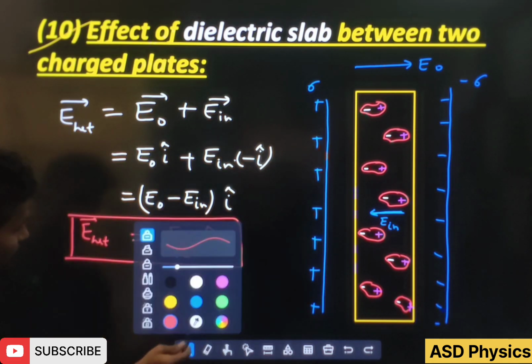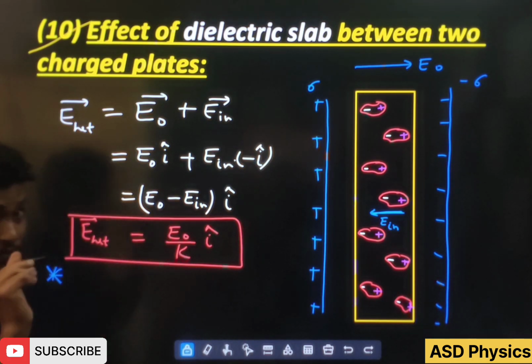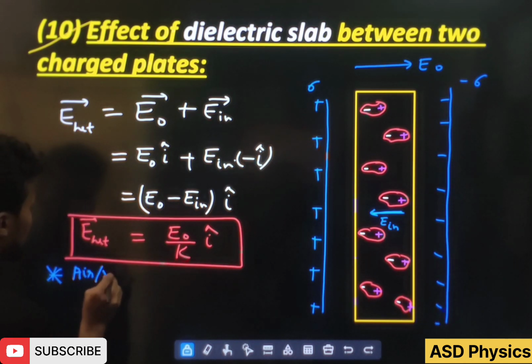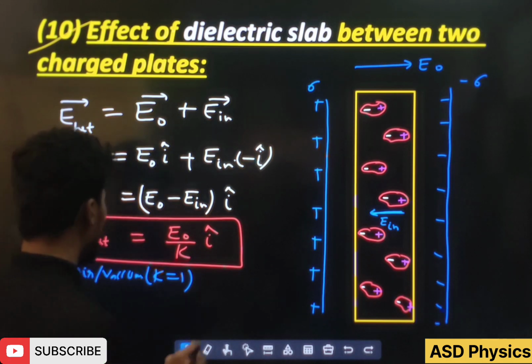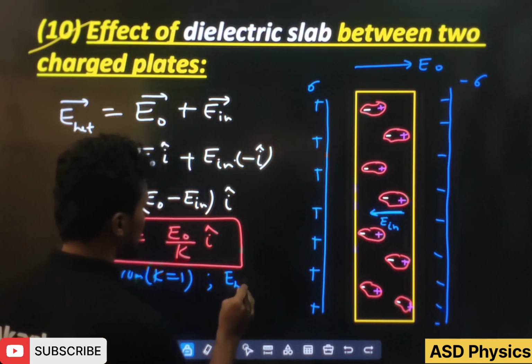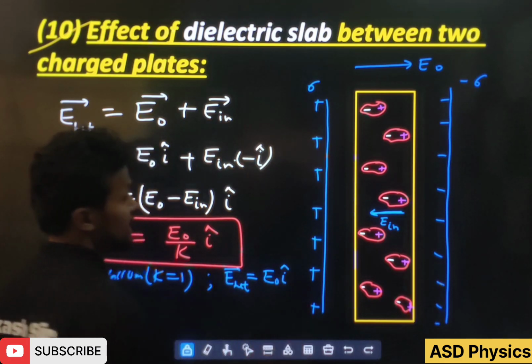And if I write some points here, first one, if in case this is vacuum or air, the value of K is 1. Now if there is only air instead of the slab, the net electric field, nothing is there, so we can write only E naught i cap.